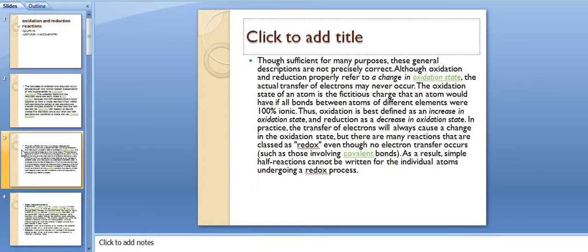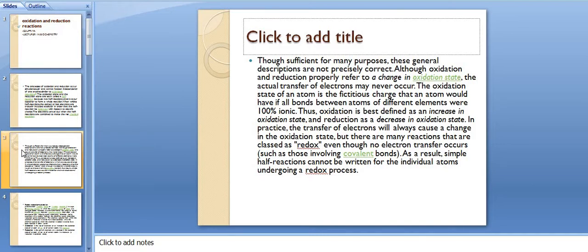Next, though sufficient for many purposes, these general descriptions are not precisely correct. Although oxidation and reduction properly refer to a change in oxidation state, the actual transfer of electrons may never occur. The oxidation state of an atom is the fictitious charge that an atom would have if all bonds between atoms of different elements were 100% ionic.